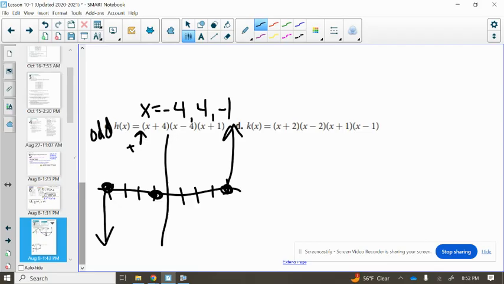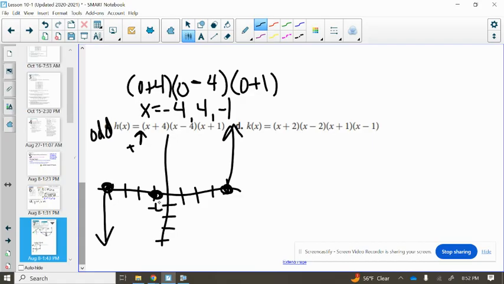Our y-intercept this time, again, if we plug in 0 for x, we end up with 4 times -4, which is -16, times 1, which means that our y-intercept this time is at -16. So down here, on our y-axis, there would be our y-intercept.